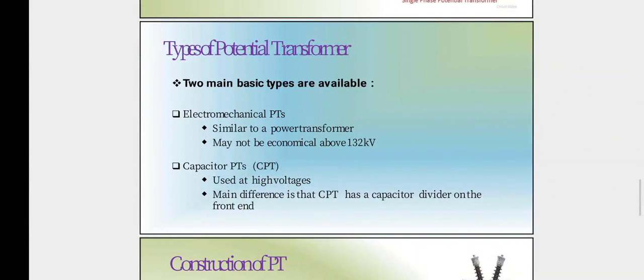Then types of potential transformer. There are two main basic types available. One is called the electromagnetic PT and the other the capacitor PT. An electromagnetic PT, similar to a power transformer, may not be economical above 132 kV, and the capacitor PT is usable for high voltages. The main difference is that the CPT has a capacitor divider on the front end.